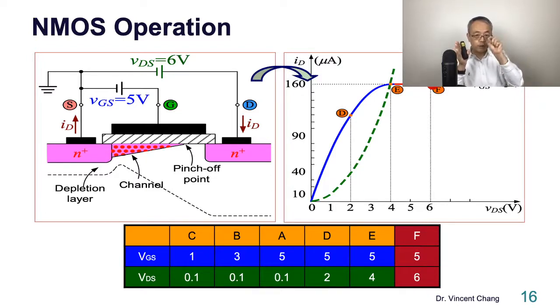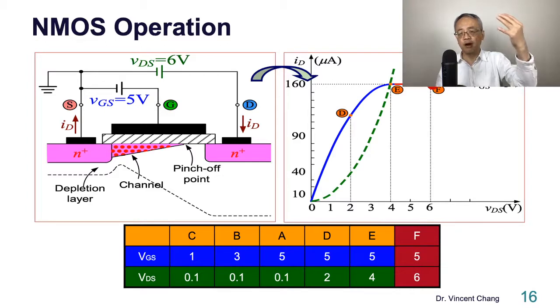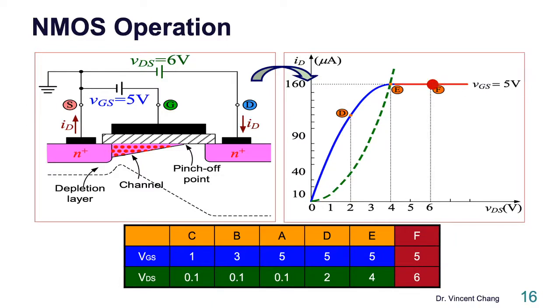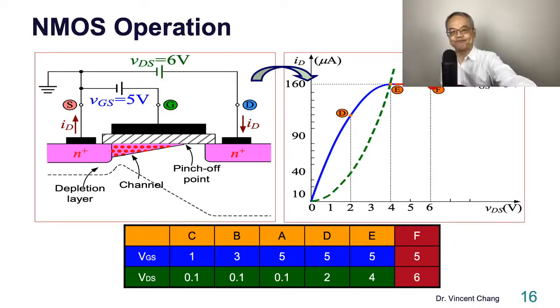Pinch off point. Beyond the pinch off point, if we keep increasing the VDS, then the pinch off point is going to move leftward. Then the device enters into another region we call the saturation region or pinch off region. Ideally, in this region, the current cannot be increased. The current will be saturated.